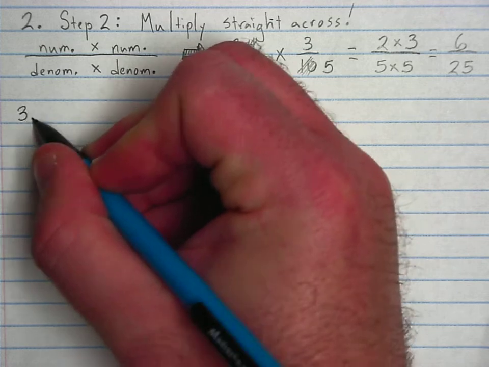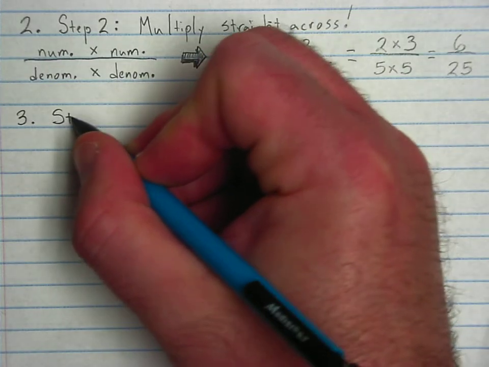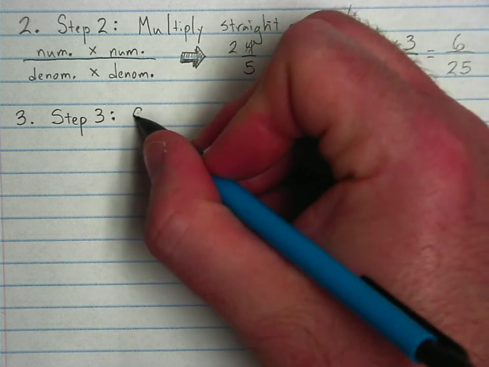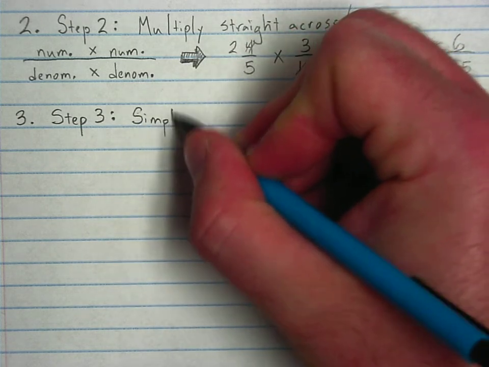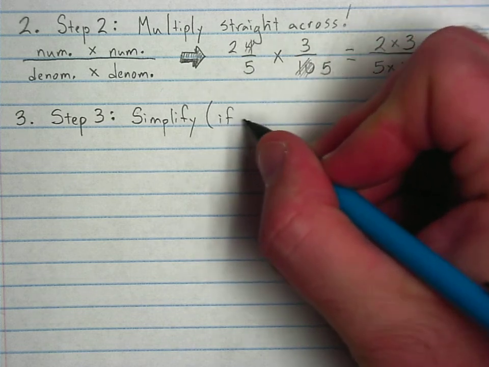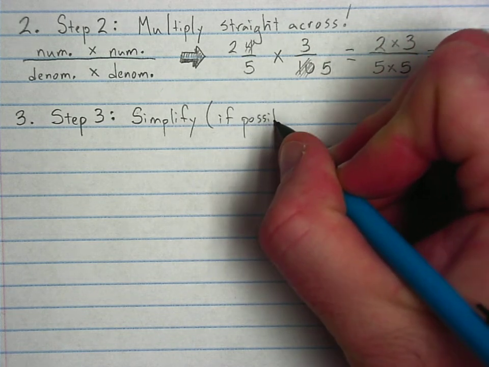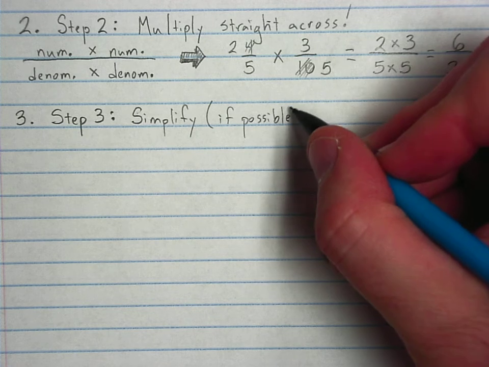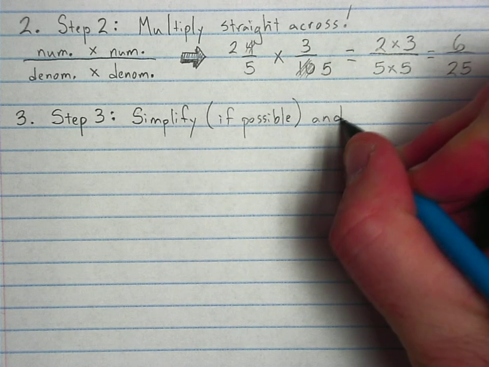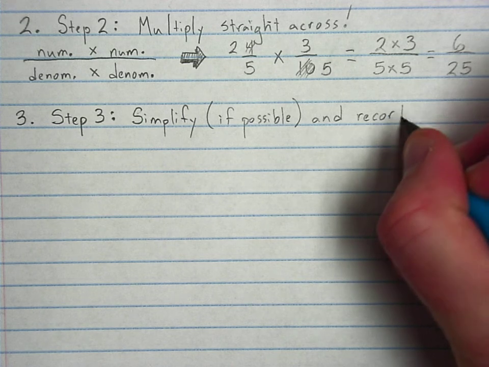All right, for step 3, let's go ahead and simplify if possible. And again, if you did your cross-canceling correctly, you won't need to. Always a good idea to check. Simplify if possible, and record.